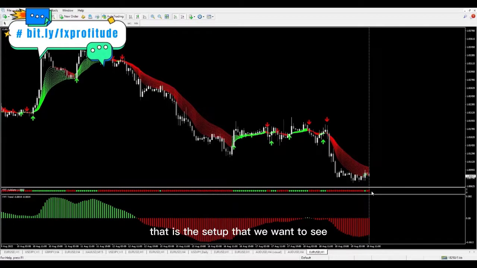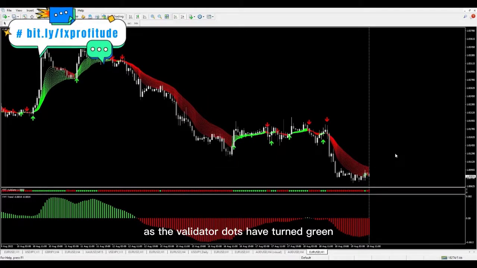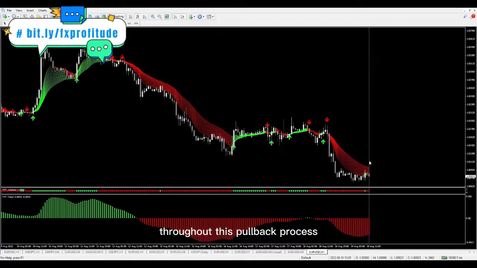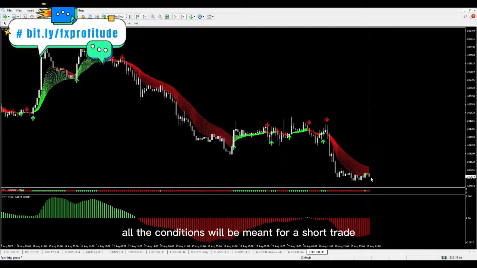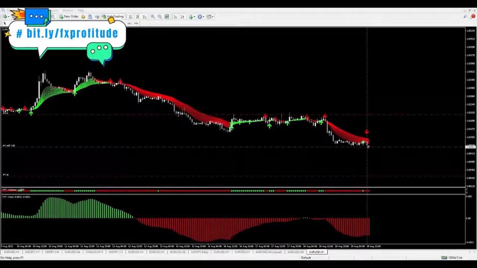At this point, that is the setup that we want to see, and from here we're looking for the price to close under the array to continue the downtrend. Right now, things are looking good as the validator dots have turned green and then back to red, and the trend indicator has been red throughout this pullback process, telling us that the trend is clearly down. What we're looking for on this candle is a red arrow to appear above like this one here, and if that happens, all the conditions will be met for a short trade, and if I get that arrow, I will place a sell trade and I will be right back afterwards.